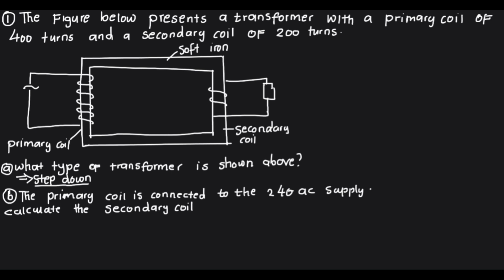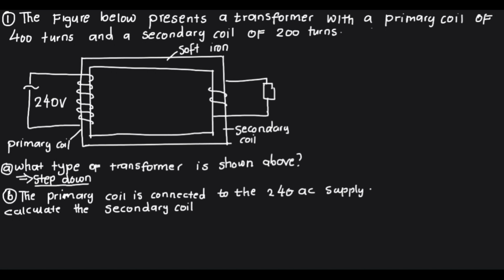The primary coil is connected to the 240 volts AC supply. Calculate the secondary coil. So the input voltage is 240. Then we want to find the output voltage. Now, what do you think our answer will be? Are we expecting to have the number greater than 240, equal to 240, or less than 240? Since we are dealing with a step-down transformer, we are expecting to have a number less than 240.